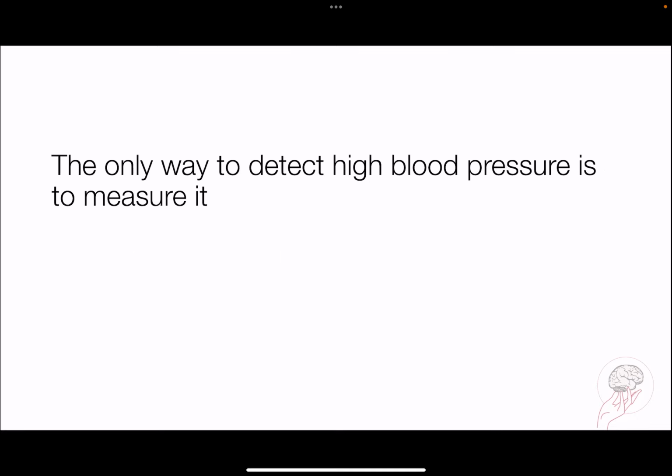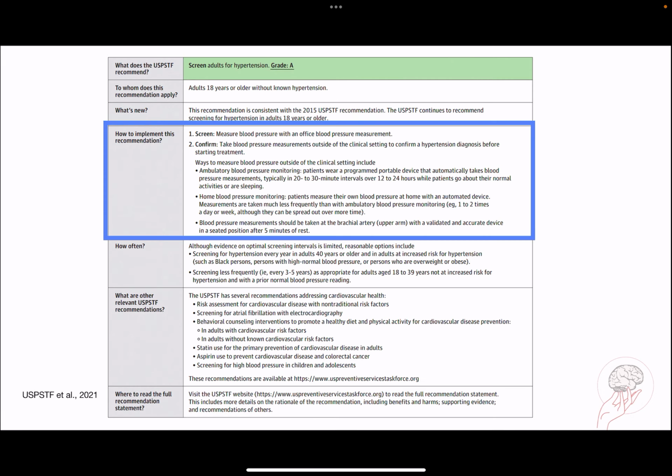So the problem with high blood pressure is it's a silent killer. The only way to detect high blood pressure is to measure it. Most people don't feel high blood pressure. So what is the recommendation? The recommendation is that adults 18 years or older without known hypertension are screened. So get your blood pressure measured.